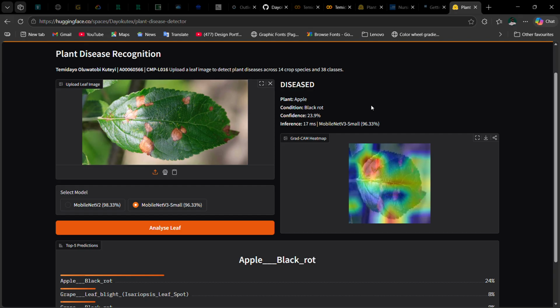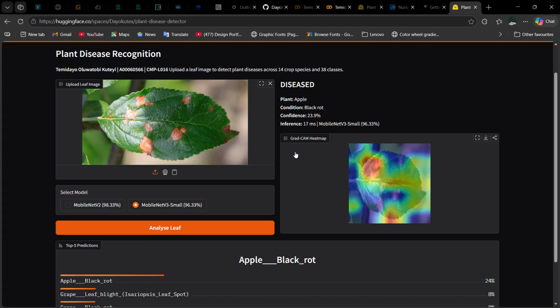So we can basically just upload the leaf based on the category that we trained the dataset on. I can then try to predict using either the MobileNetV2 or the MobileNetV3.